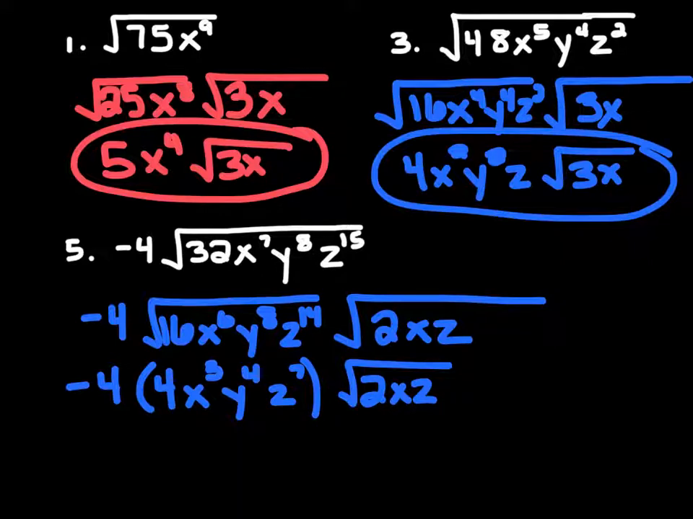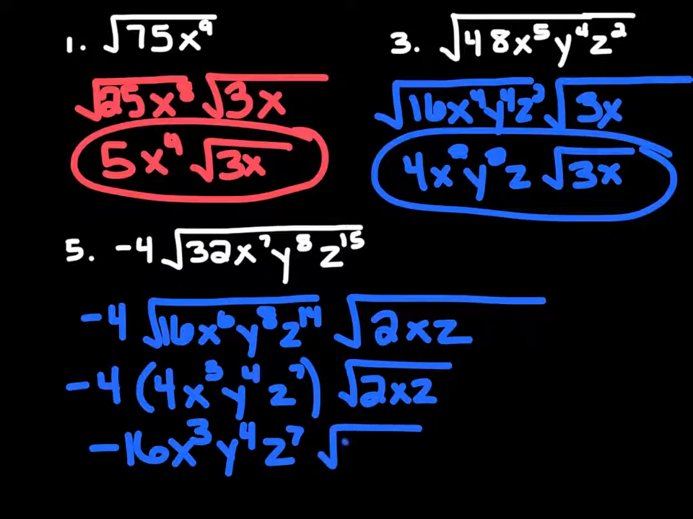But what we are going to do is multiply this negative 4 on the outside of the parentheses. We're going to distribute it into the parentheses. So negative 4 times 4 is negative 16. So we're left with negative 16 x cubed y to the 4th z to the 7th, and then you can bring down the radical 2xz.